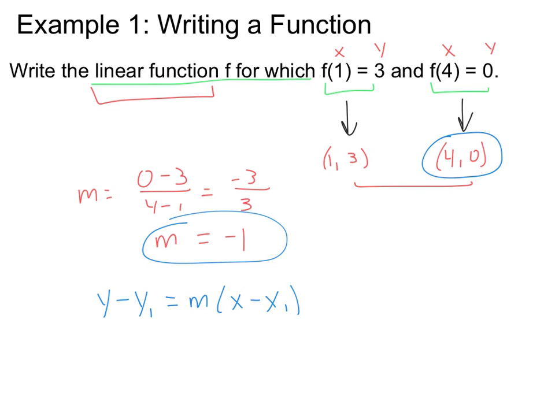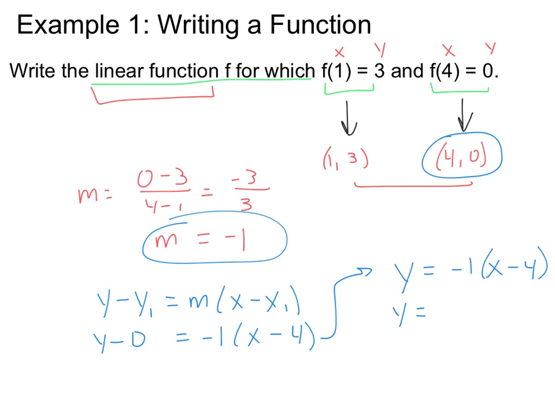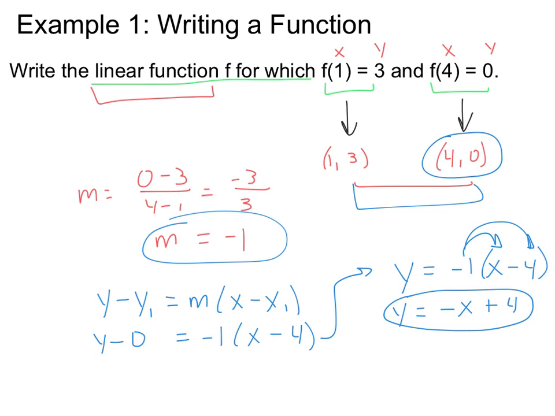As I plug this in, I'm going to get y minus 0 equals my slope times x minus 4. Let's clean this up a little bit. y minus 0 is just y. My slope is negative 1. I've got x minus 4, and so I end up with y equals negative x plus 4, because I'm distributing this negative 1 to both of these. This is my function that maps to both of these points. So that's how we work on that one. If I'd done it with the other point, it would have ended up the same. And I could go ahead and graph that if I wanted to.